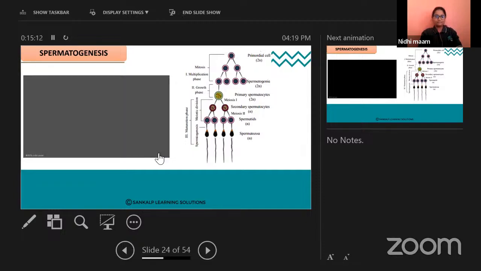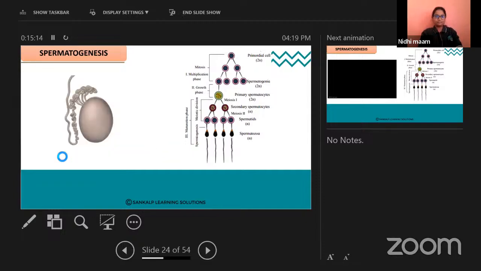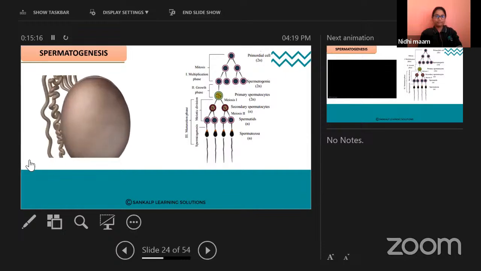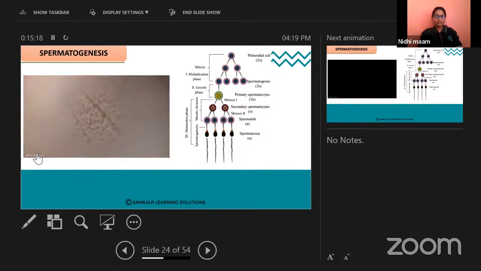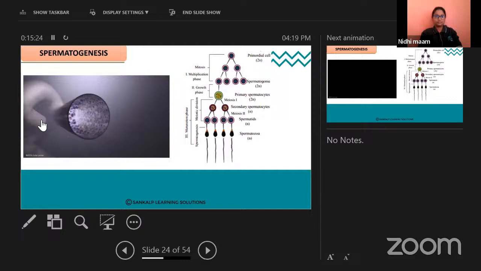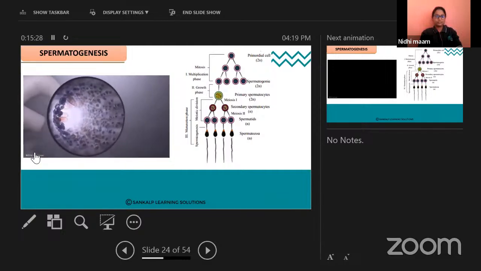Spermatogenesis. Sperm develop in the seminiferous tubules of testes. Primordial sperm cells, called spermatogonia, lie dormant in the outer compartment of the tubules from the late fetal period.